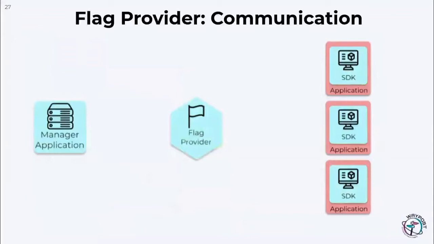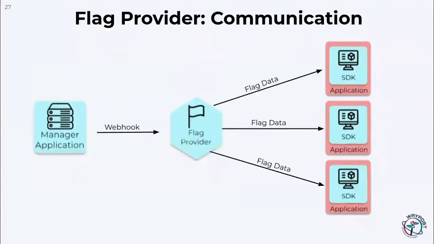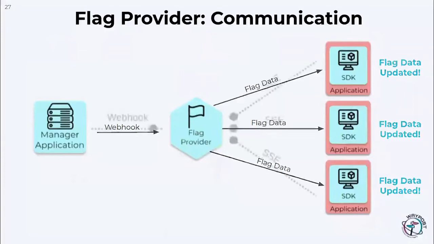Whenever there's a change made to the flag data, the Manager application sends an HTTP request called a webhook with the updated flag data. The Flag Provider then saves that to its memory and forwards the data to the SDKs using server-sent events, or SSE connection. And then the SDKs save the up-to-date flag data. Later in this presentation, we'll take a closer look into the specifics of how server-sent events and webhooks work and the reasons we chose to use them.